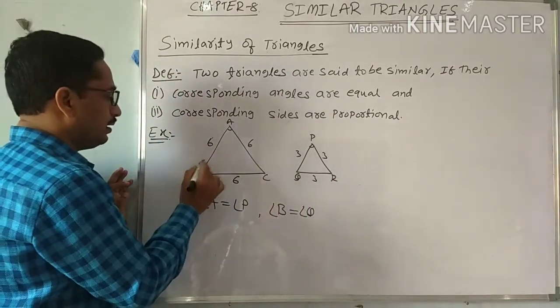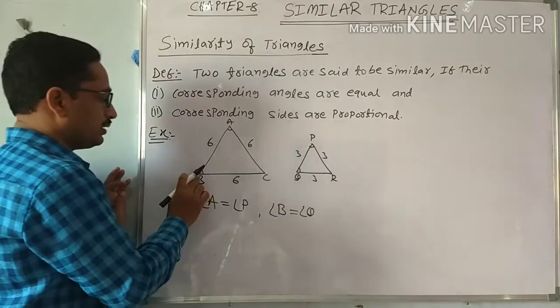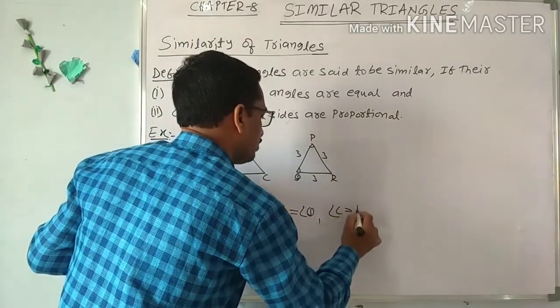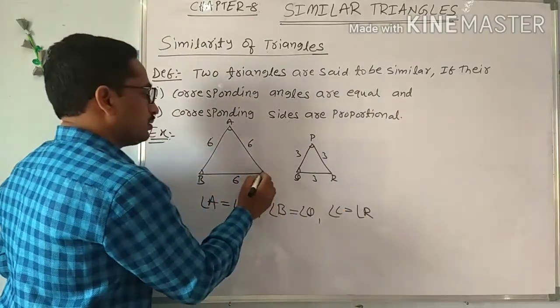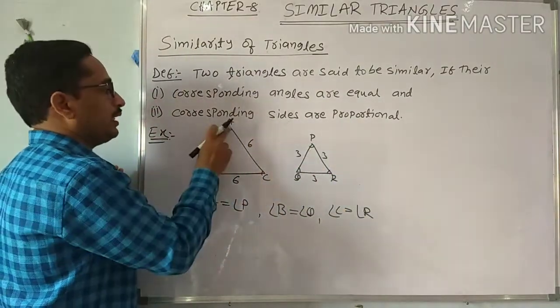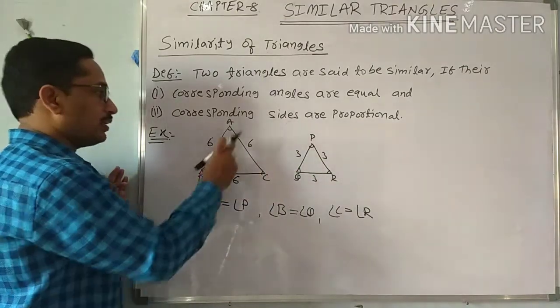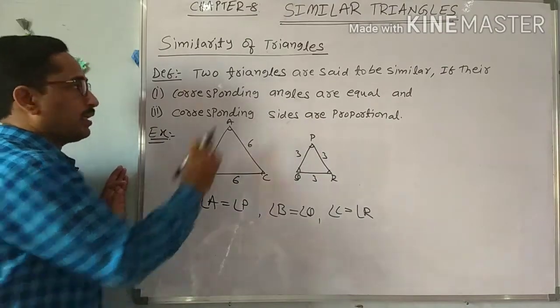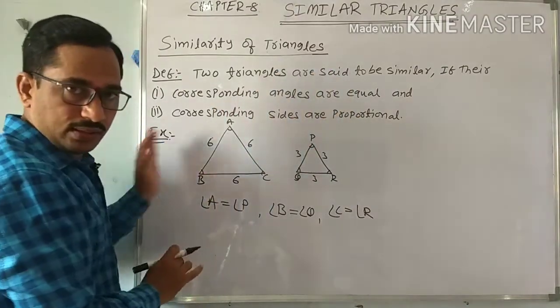Angle B is equal to angle Q. These are the corresponding angles. And angle C is equal to angle R. This is also a corresponding angle. It means their positions are the same. But angle A is not equal to angle Q, so these are not corresponding angles. Corresponding means their positions are the same. Corresponding angles are equal, satisfied.